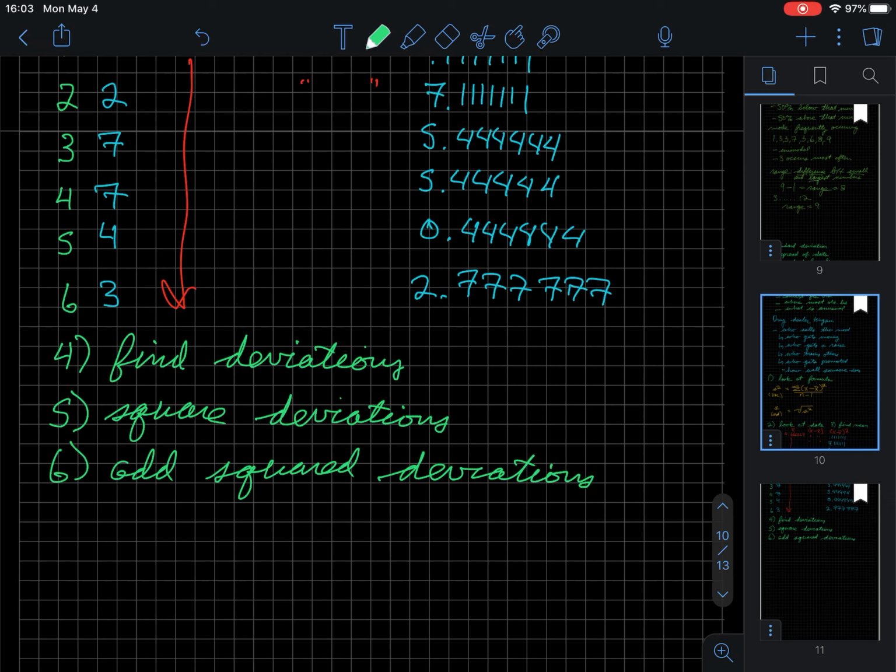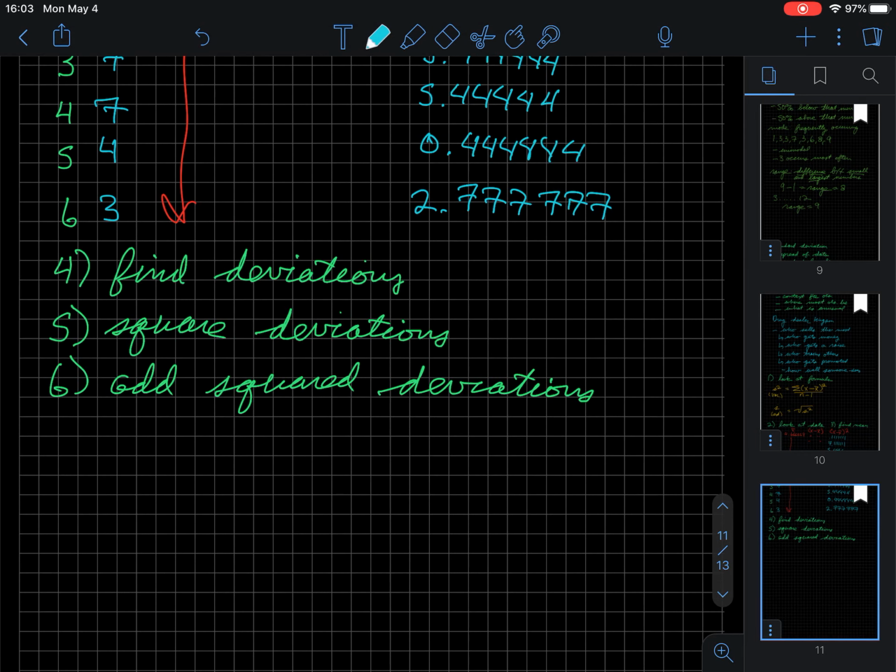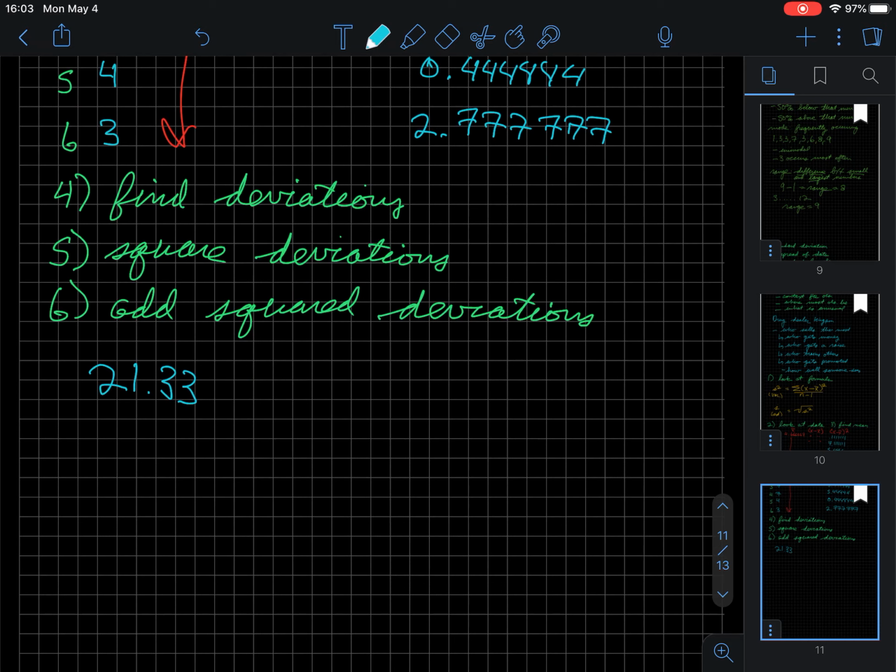And for our purposes in this question, I already did the math on this. So this comes out to about 21.33. So then step seven, we're going to divide by n minus one. So in this case, this is going to be 21.33 divided by 5. Since we have 6 observations, we're dividing by n minus 1, which is equal to 5.